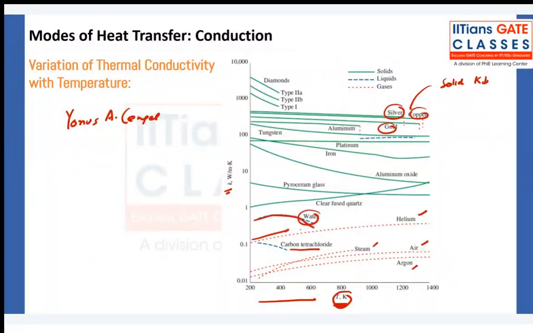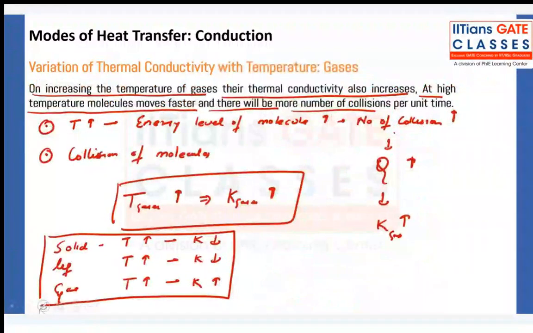I have given you the exception of aluminium, that in aluminium thermal conductivity sometimes increases with increase in temperature. Here it shows a horizontal line, but in some books they show that aluminium thermal conductivity increases when temperature increases. It's okay. In general, this is the most accepted conclusion.